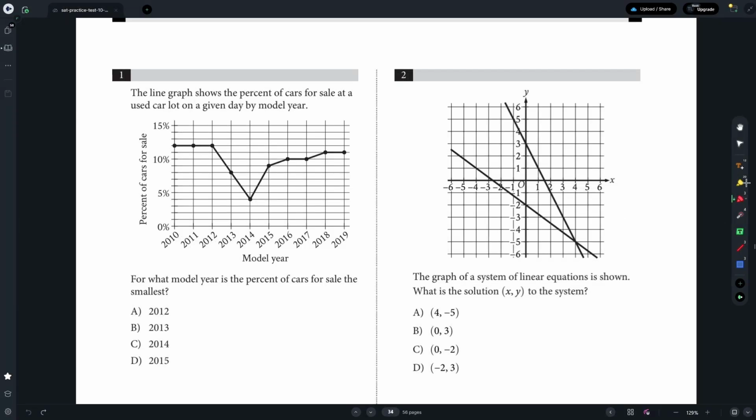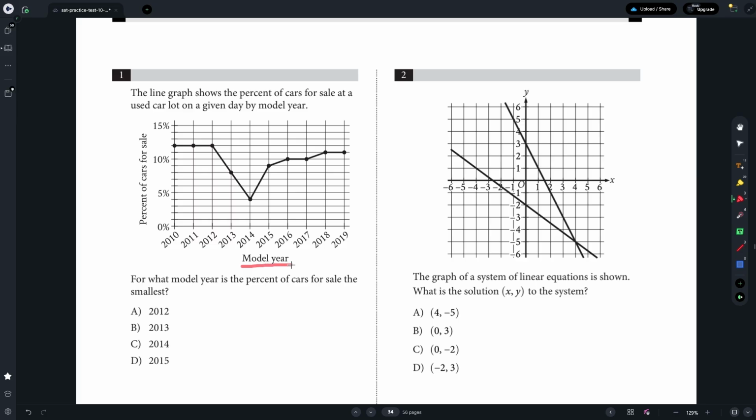Okay, so we're going to be looking at some SAT practice questions. Number one, this is module one, by the way. The line graph shows the percent of cars for sale at a used car lot on a given day by model year. For what model year is the percent of cars for sale the smallest?